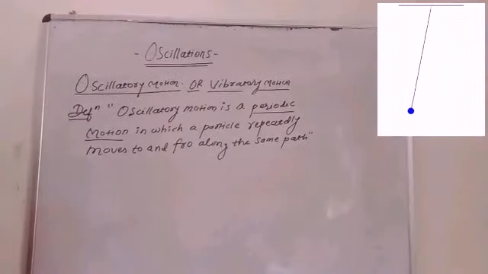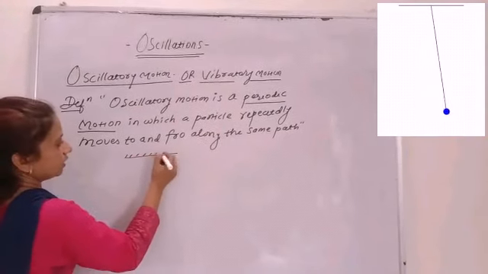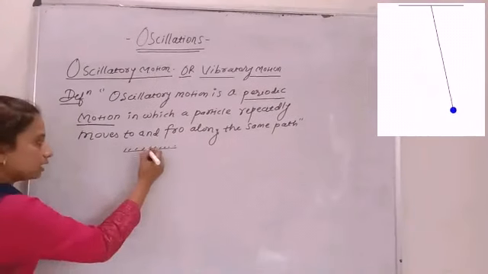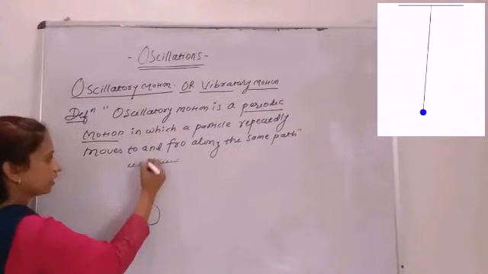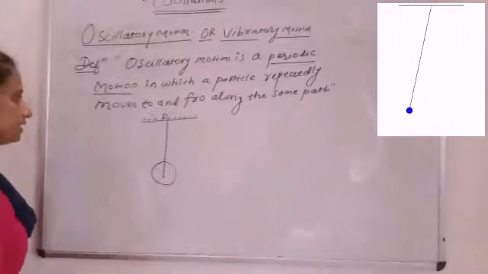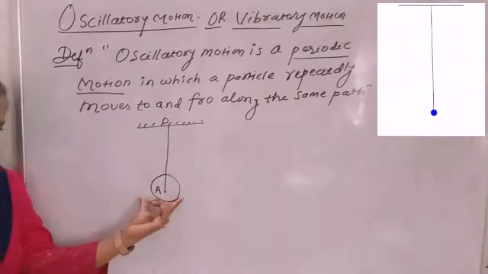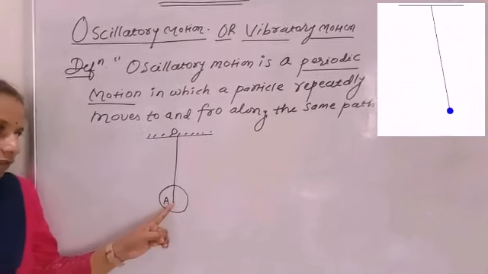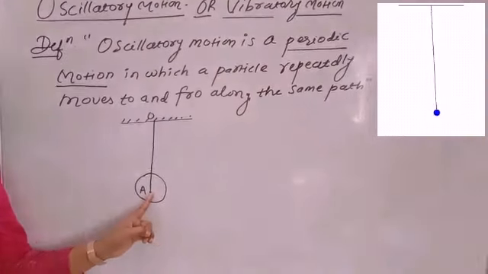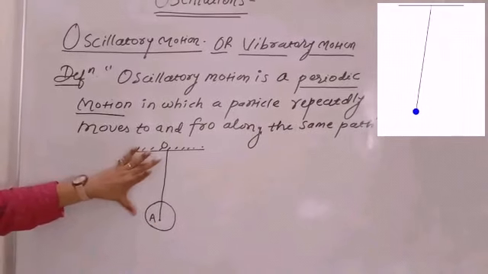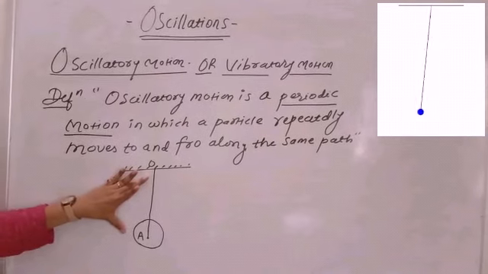For example, we can see the example here. There is a bob of a simple pendulum. This is the position O. This is the point O here. And this is the point E. This is called the point of suspension, and this is the center of gravity of a bob. So OA here is the mean position, or it is also called the equilibrium position.